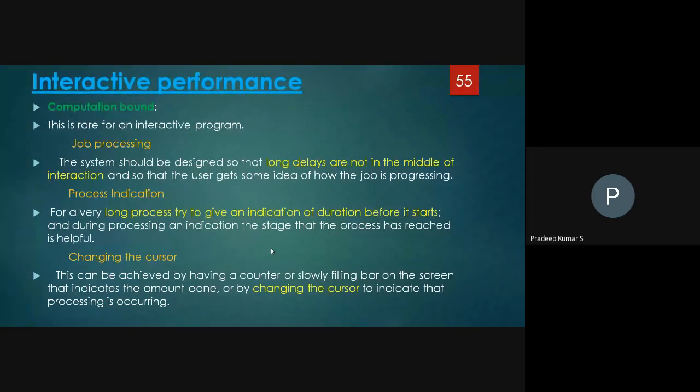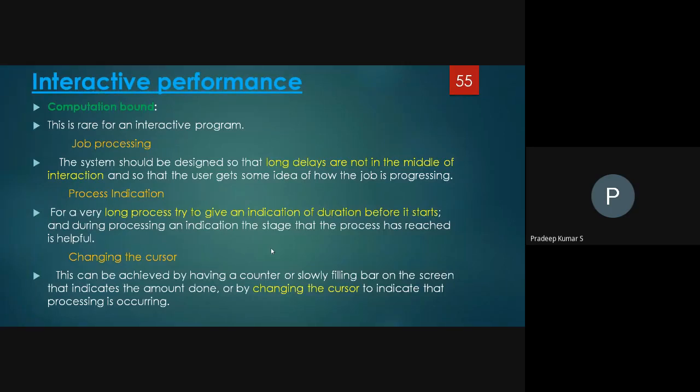Next is the change in the cursor. What is the change in the cursor? For example, once I log in to the application, the cursor has to change to some other form. Only then can the user recognize that the process has started, so they are alerted. This can be achieved by having a counter or a slowly filling bar on the screen showing some amount done.